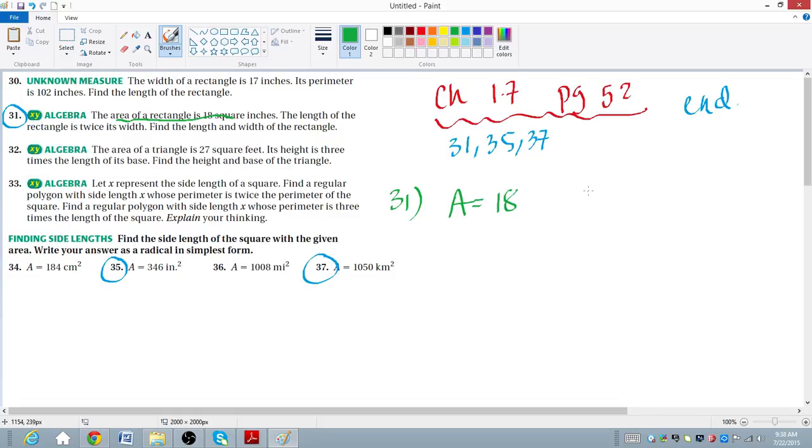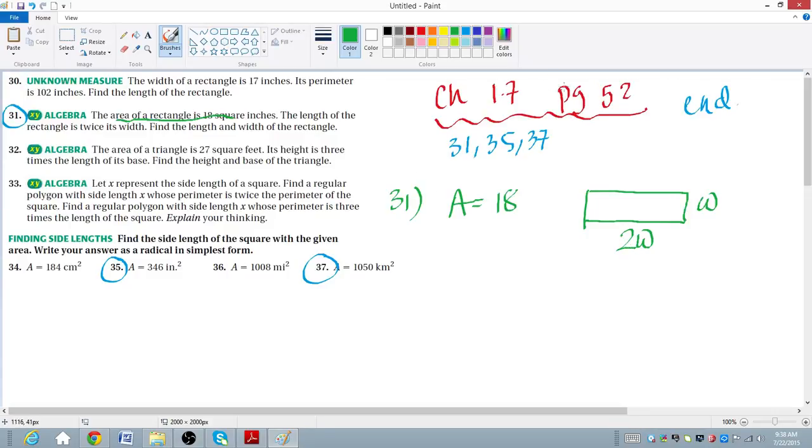So let me draw this. Here's a rectangle. The length is twice the width. So let's say the width, we don't know what it is. The width is W. Then you know that the length is 2W because it's twice the width. Find the length and the width of the rectangle. So now I need to figure out what W and what the length is.